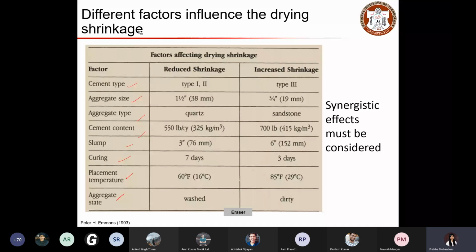So when you have type 1 and type 2, you can have less shrinkage, and when you have type 3 cement, you will be facing increased shrinkage. Why? Because type 3 cement tends to liberate more heat, which will lead to a lot of shrinkage issues. And again, when you go with the bigger size aggregate, that will help you attain better dimensional stability than the smaller size, and then the less reactive aggregate, and the less cement content to be used. So when you have 325, that is lesser than the 415 kg per meter cube, in that case you can observe reduced shrinkage for this particular concrete.